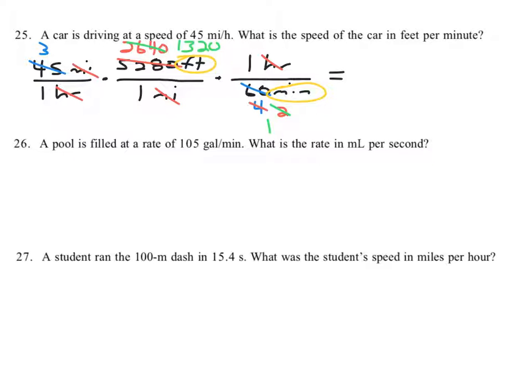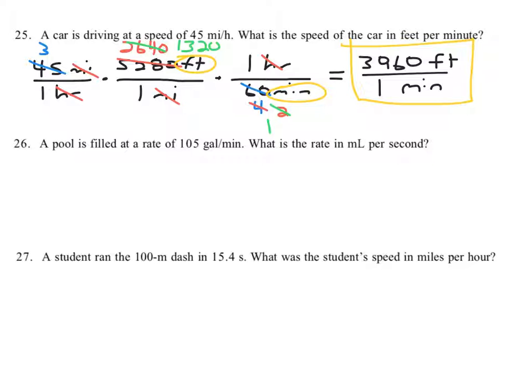And if we do what's on top, this 3 and this 1,320, we get 3,960 feet. And on the bottom, since it's all the way down to 1, it's per 1 minute. So we've got 3,960 feet per minute.